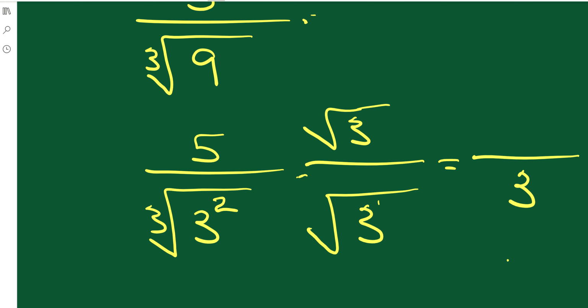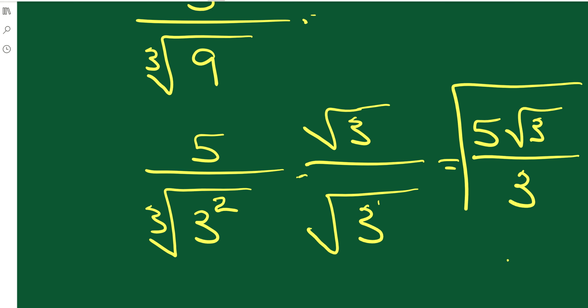My numerator is just going to be 5 times the cube root of 3. That's all I can do with that. And I've got 5 over 3. I can't simplify the 5 over 3, so this remains my answer. And notice I got rid of the radical in the denominator.